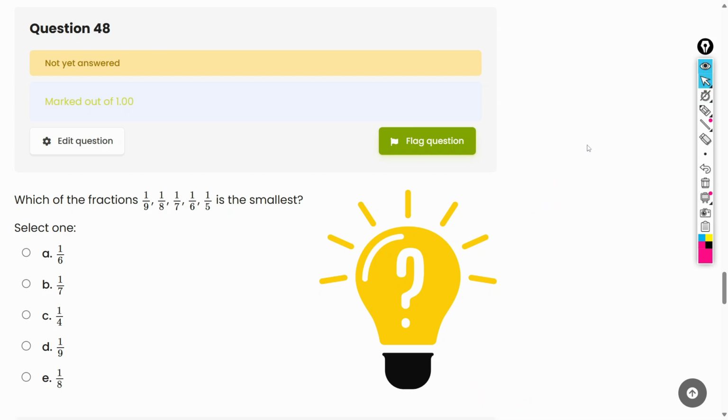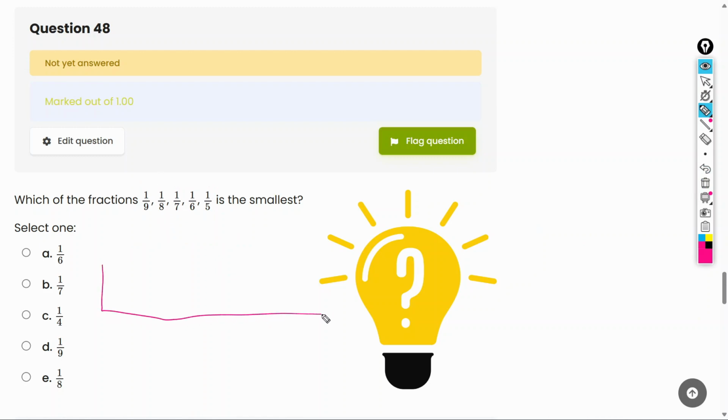Which of the fractions is the smallest? Now, ordinarily, because we can't tell by just looking at them, we would have to give them a common denominator. So find the LCM of 9, 8, 7, 6, and 5. And then when we are done, we can begin to compare. But that might be a little bit troublesome here because of the kind of numbers we have. But notice something is common. All your numerators have the same number. So when your numerators have the same number, let us think about this.